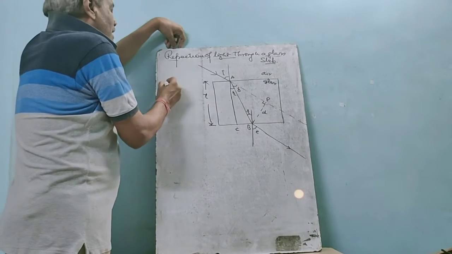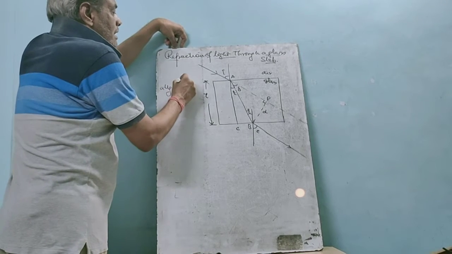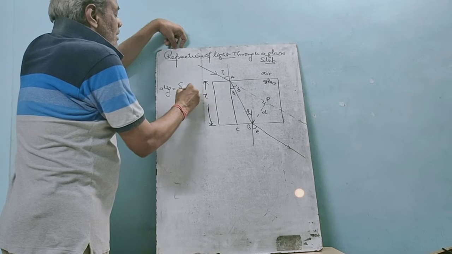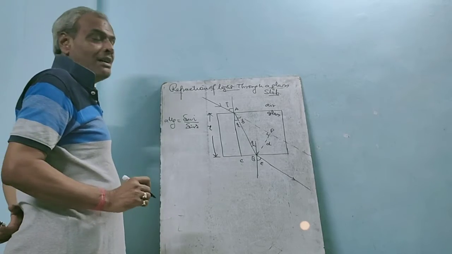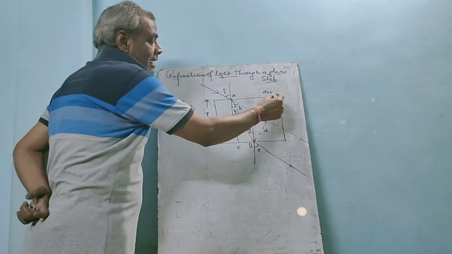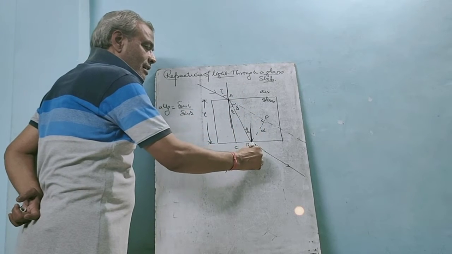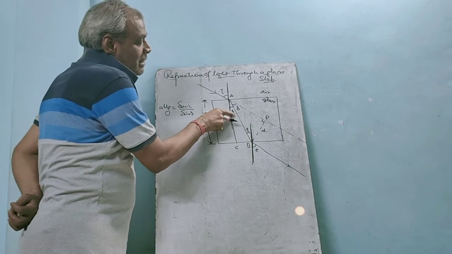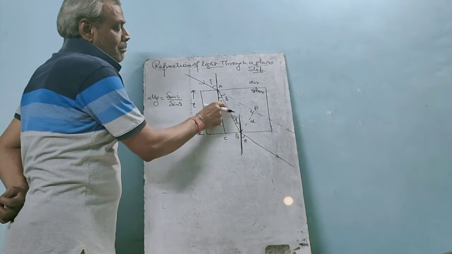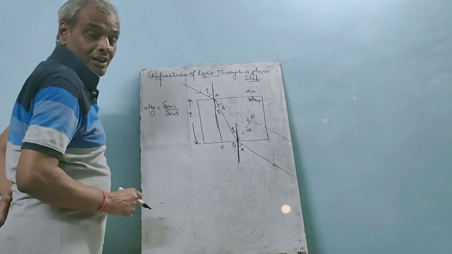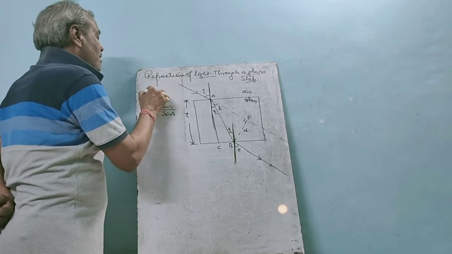It means the refractive index of glass with respect to air is how much? Sin i upon sin r. Yes, sin i upon sin r. Now see, this is a rectangular glass, and this line and that line are both normals. It means this angle r equals this angle r. Both these angles are equal by alternate angles. Got it? Now this is point A.